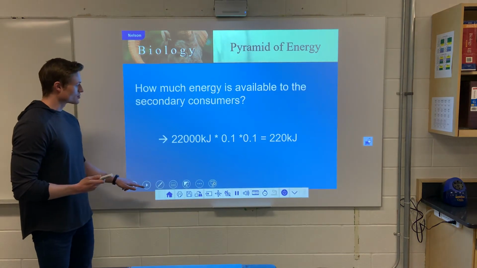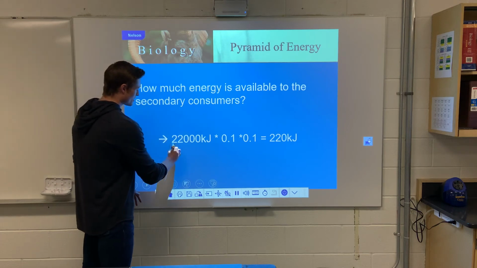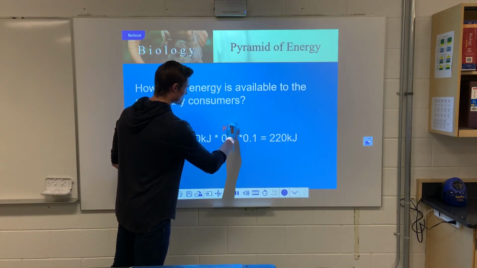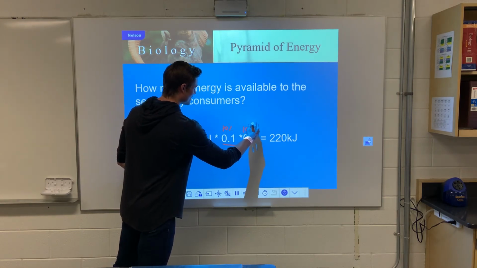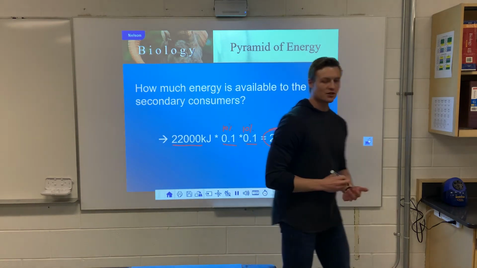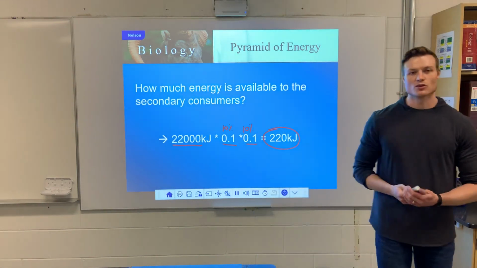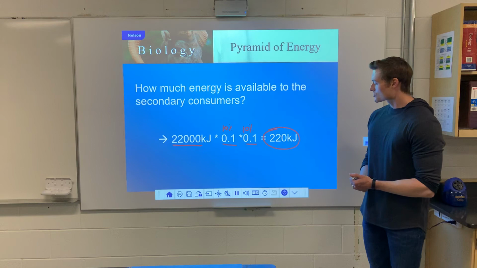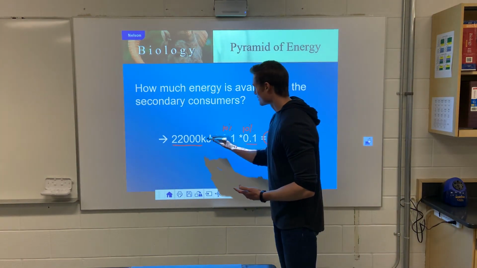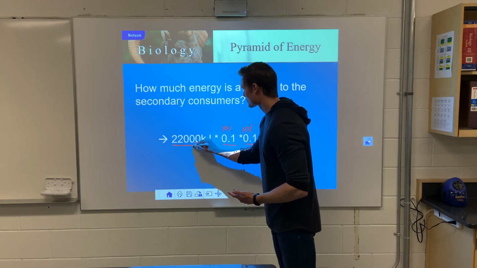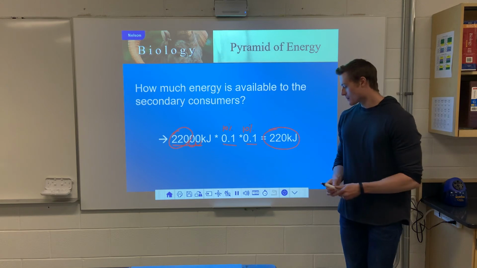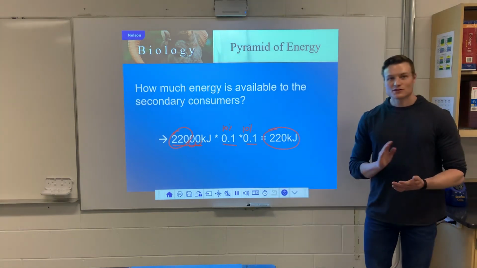So all we would do is we would multiply 22,000 by 10%, or 0.1, and then 10%, or 0.1 again, and then we get 220 kilojoules are available to that second level. Also, another trick you can do is you can just move the decimal. So since we're just dealing in 10%, you can just move the decimal 2 places, and it gets you the same answer of 220.